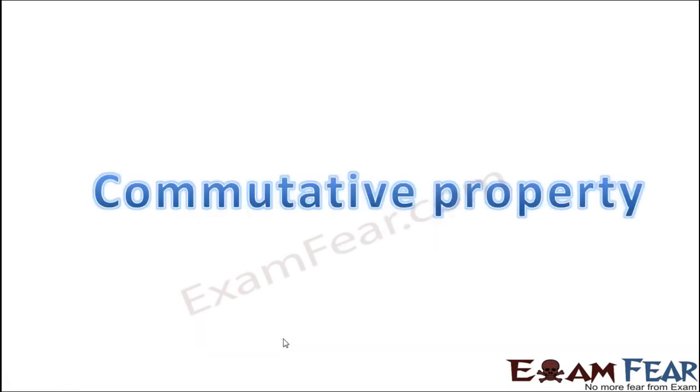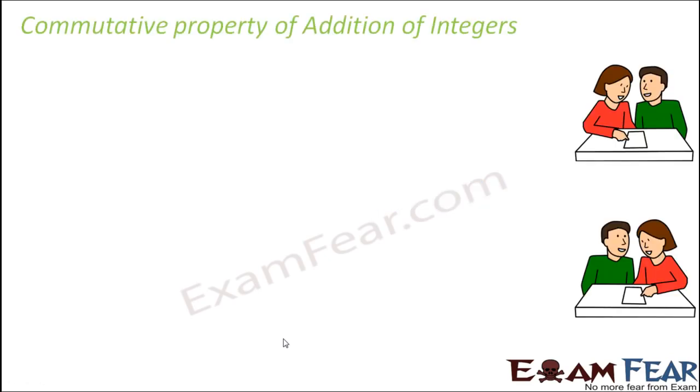So let us talk about the next property, that is commutative property. So what is commutative property? By now all of you know what is commutative property. Looking at the pictures, do you recall anything about commutative property? See here what we do, we just interchange the position of the integers.